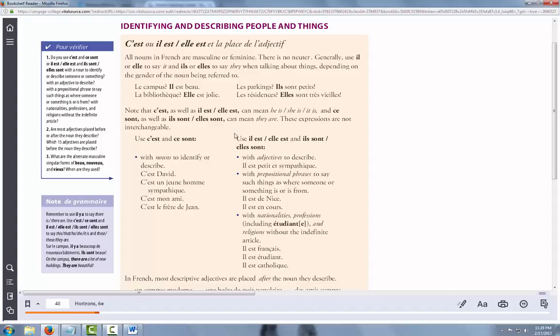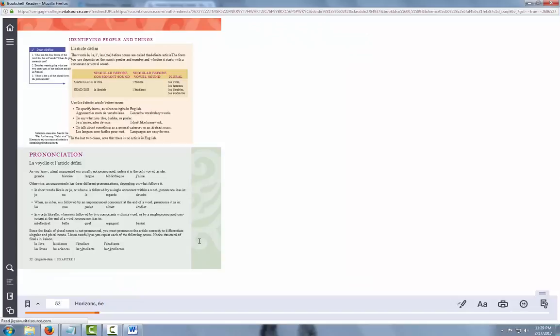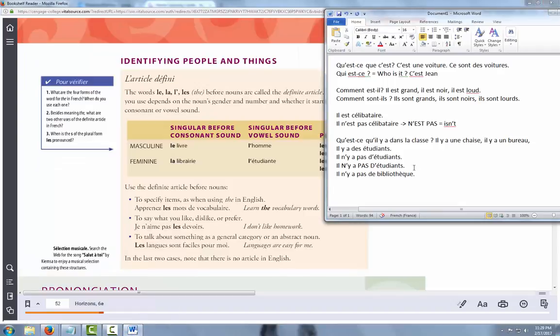We're going to see, well, let me go there and I'll come back to this. L'article défini is on page 52, and then we'll come back to page 48. Those two pages should have been in reversed order in the book, I think. So l'article défini. We just learned un, une, des.